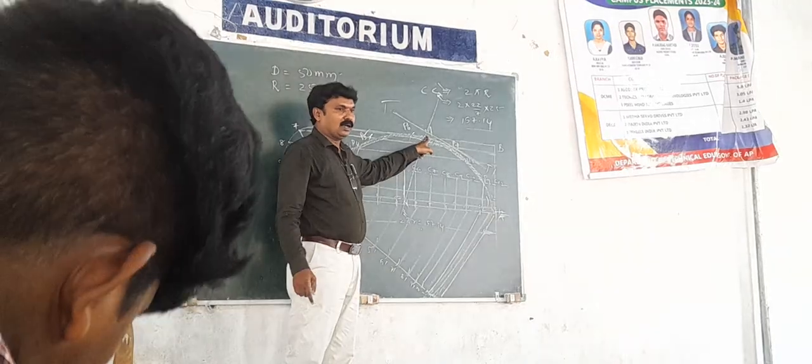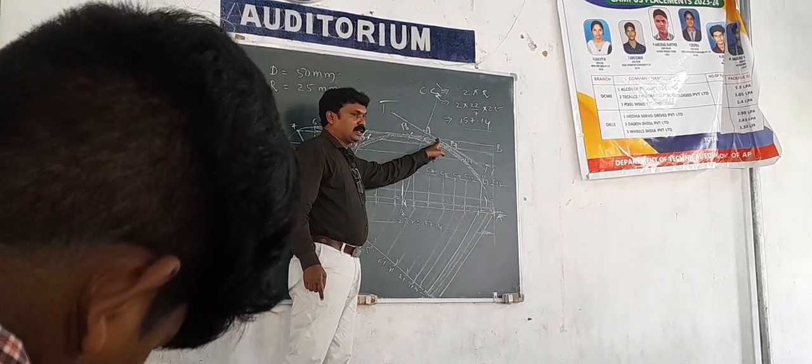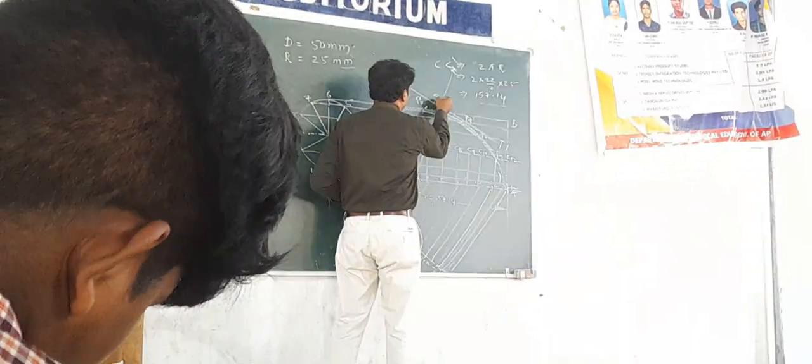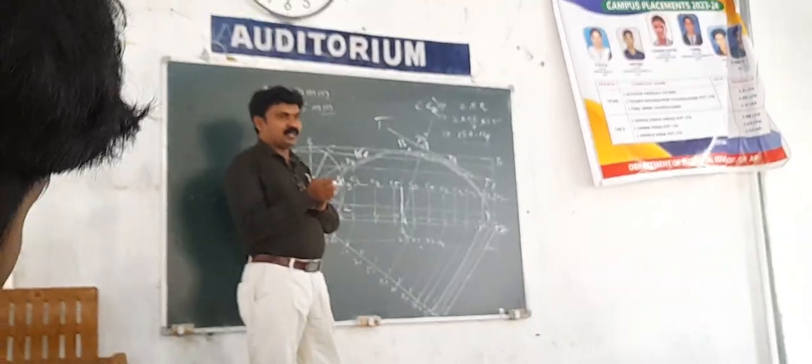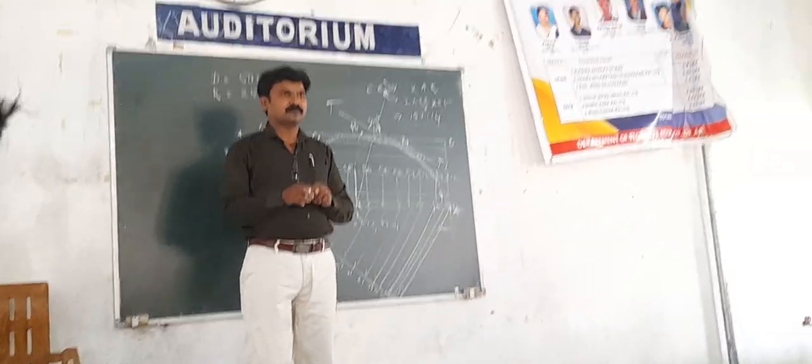You will get the normal. To this normal, perpendicular line here, 90 degrees. This is the 90 degrees. Then you will get the tangent. N and N dash normal, T dash tangent. That's all. Okay.